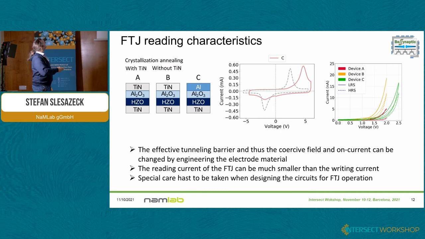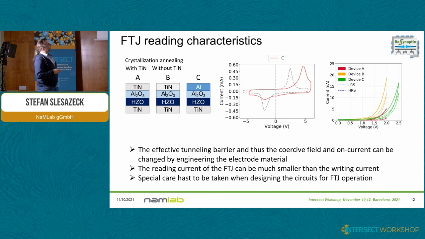And this is something I will try to explain on the next pages. So there are additional effects coming in, which are probably also charge trapping related, why we cannot see in this experiment really the increased on current.